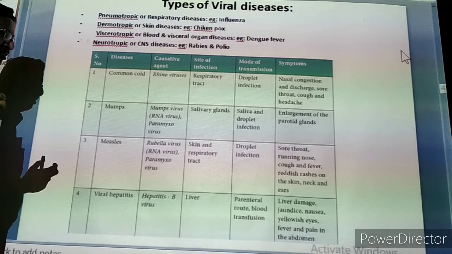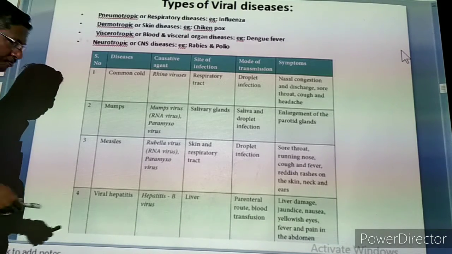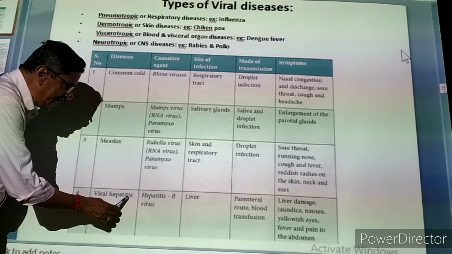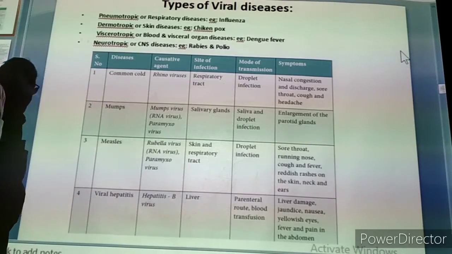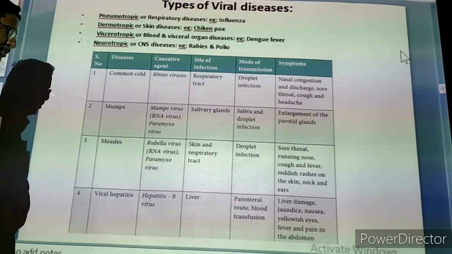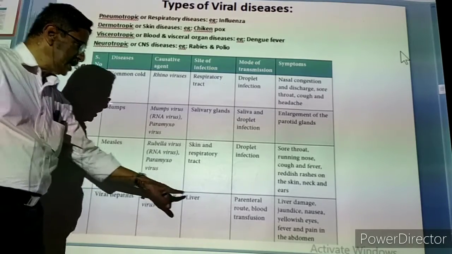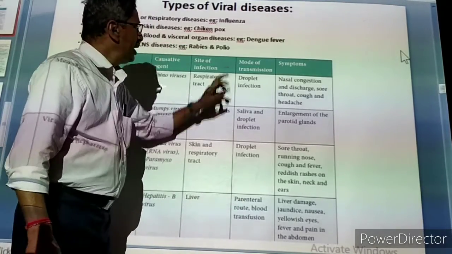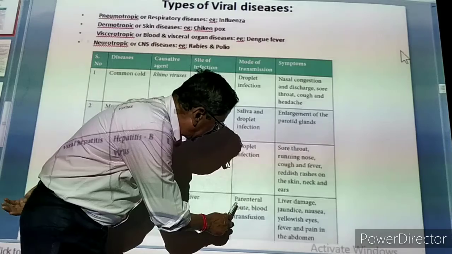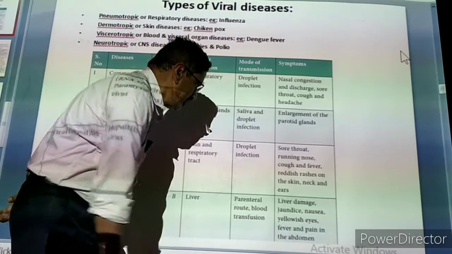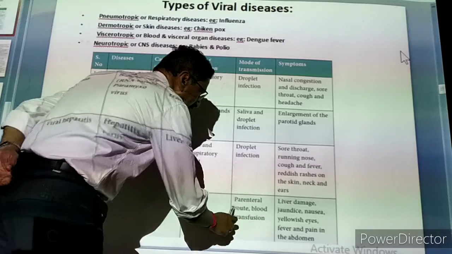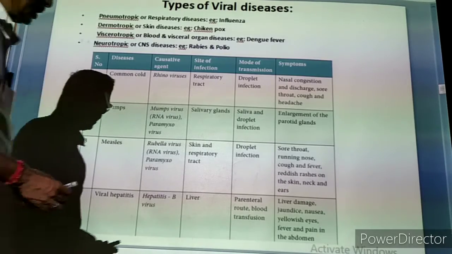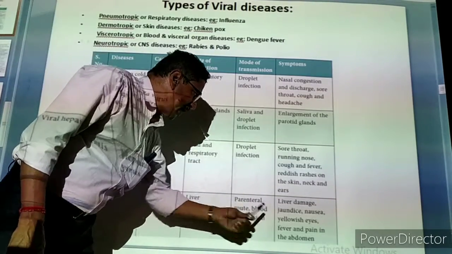Hepatum is a name given for the liver. The liver is also called hepatum. Hepatitis means liver infection. So viral hepatitis means infection in the liver by a virus. The type of virus is the hepatitis B virus. The liver is affected, not any other organ, only the liver. Then the mode of transmission will be the parenteral route and blood transfusion.